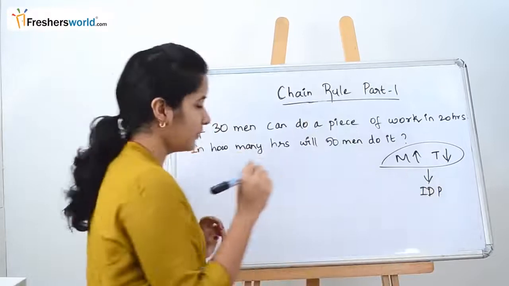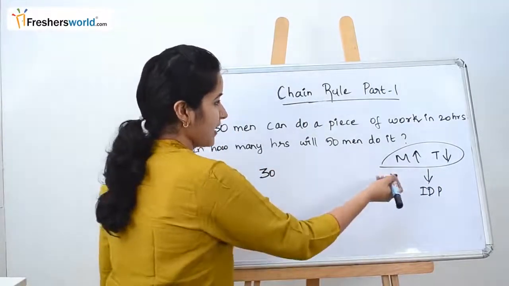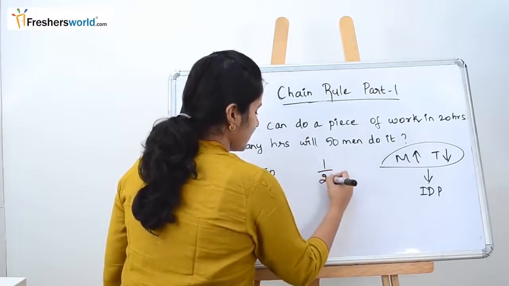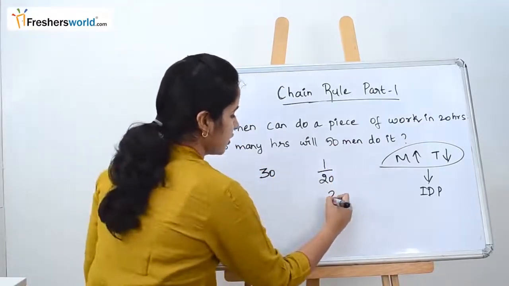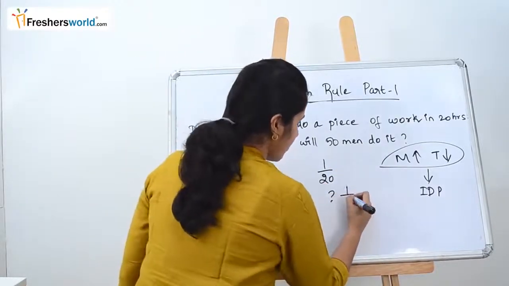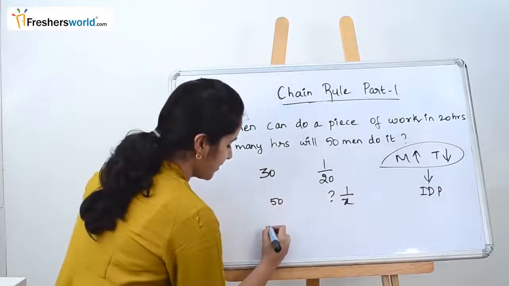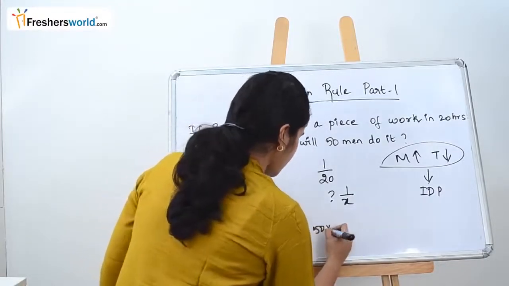So how do we solve it here? So 30 men, it's an indirect proportion, so we are taking the reciprocal of it. Can solve it in 20 hours. Then how many hours will it take for 50 men to do it? So the question mark is nothing but 1 by x. So just cross multiply it. 30 into 1 by x is equal to 50 into 1 by 20.